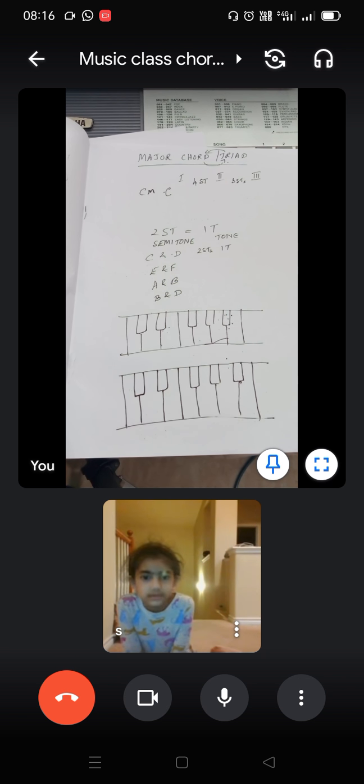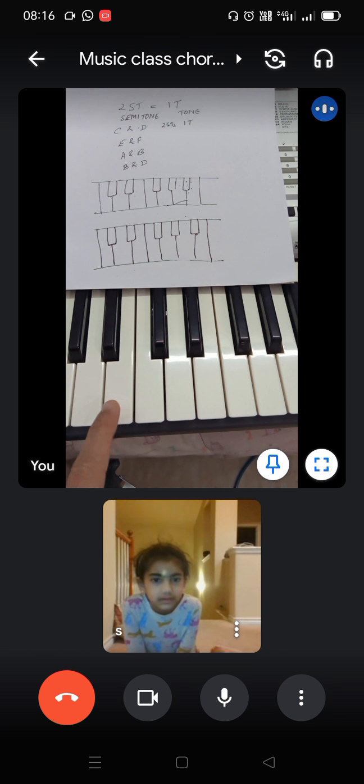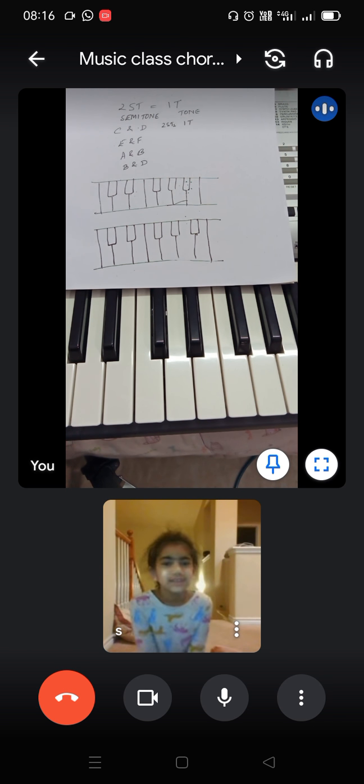Can you calculate and tell me? You can look at the keyboard here also. See, you look at the B note, you look at the D note, and calculate the semitones.